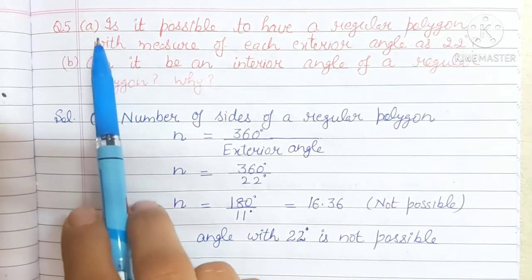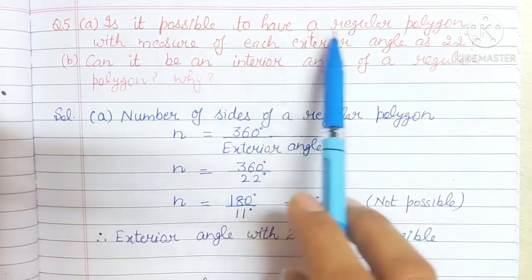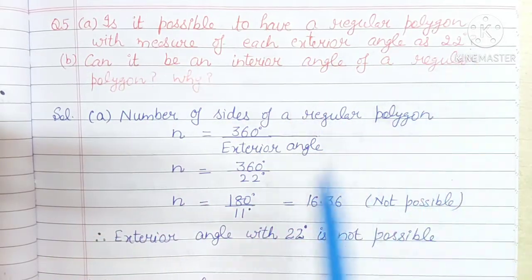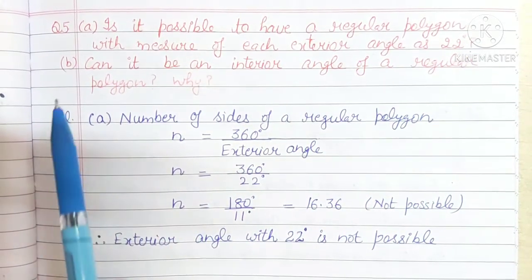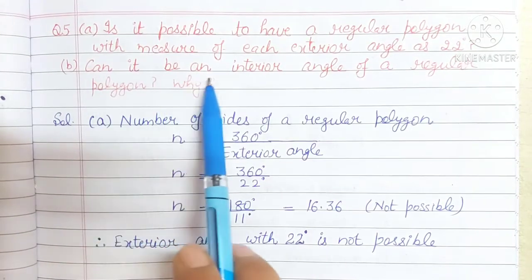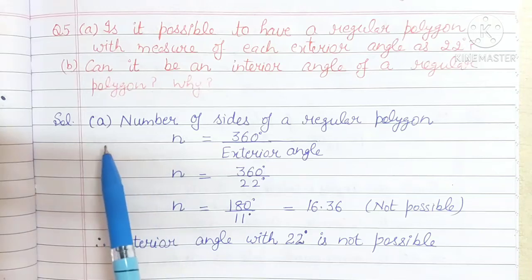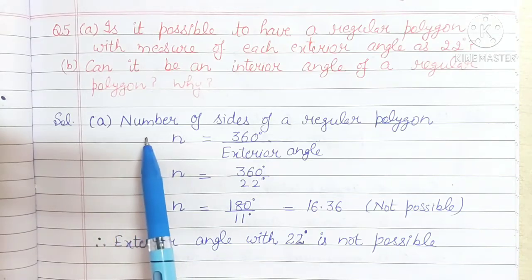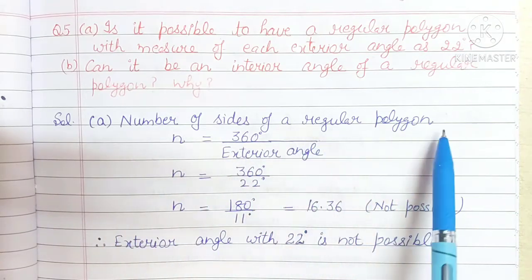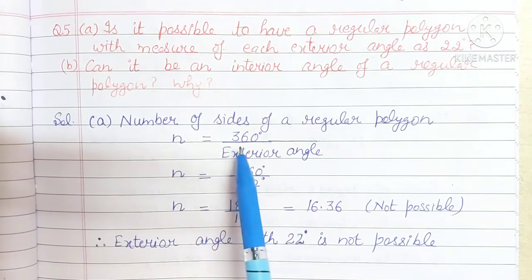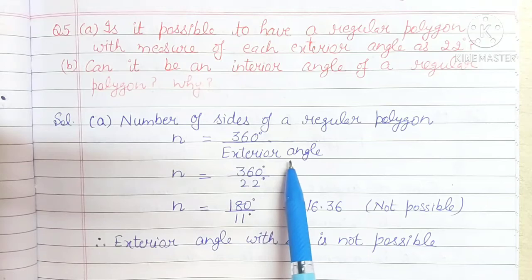Question number 5. A part: Is it possible to have a regular polygon with the measure of each exterior angle as 22 degrees? B part: Can it be an interior angle of a regular polygon? Why? So for the first part, if the number of sides of a regular polygon is n, then it will be equal to 360 degrees divided by each exterior angle.